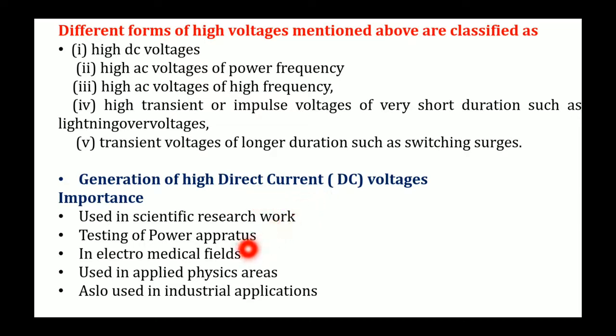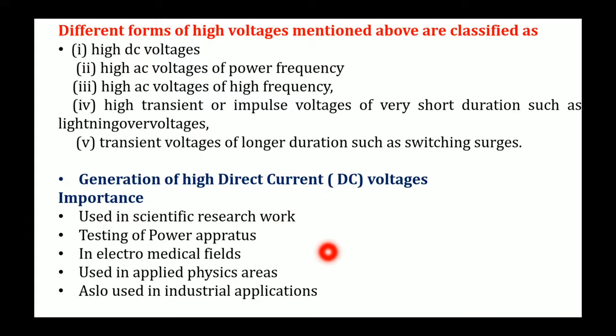In the third case, in electromedical fields, keep it in mind, in instruments like electron microscopes or X-ray units, we need a high DC voltage of the order of 100 kilovolts. Next, it is also used in applied physics areas, like electron accelerators in nuclear physics. In such applications we need high DC voltage.